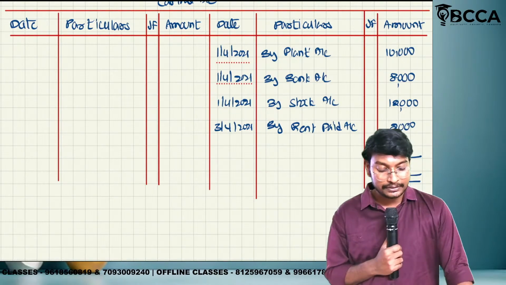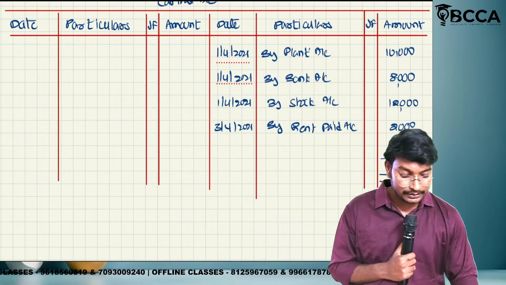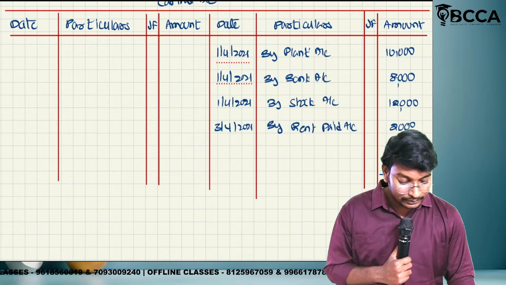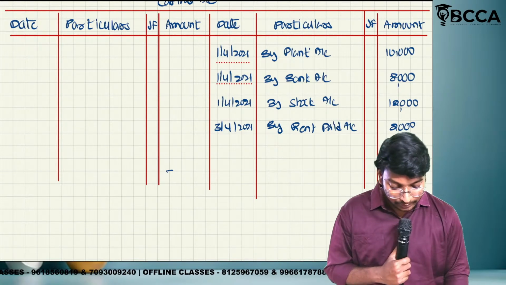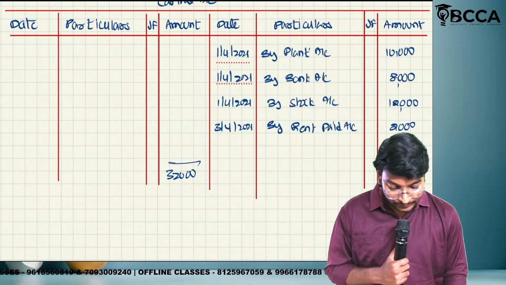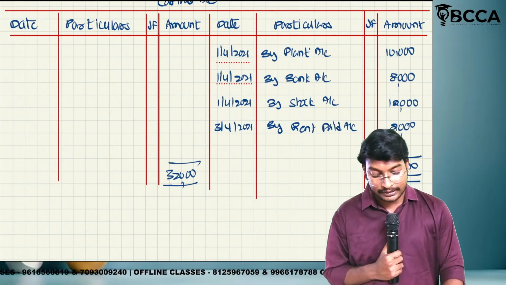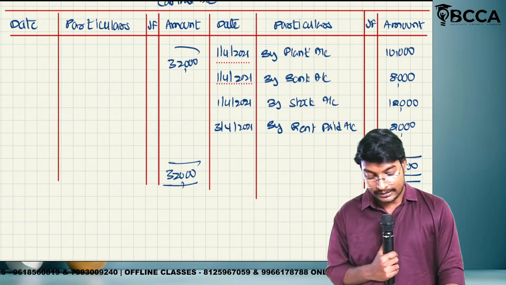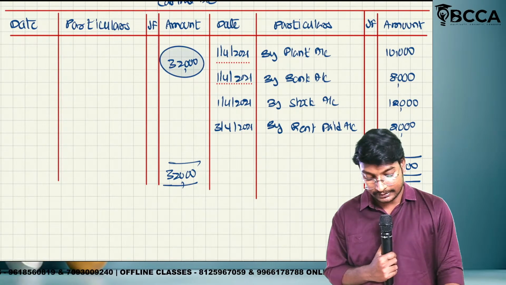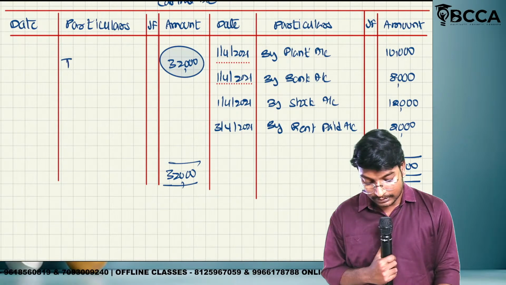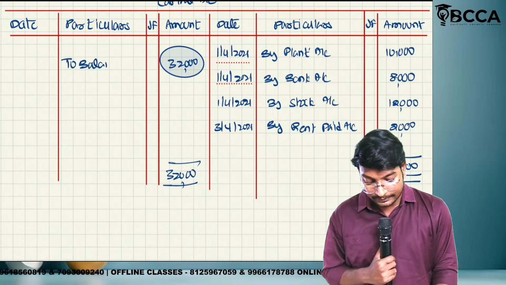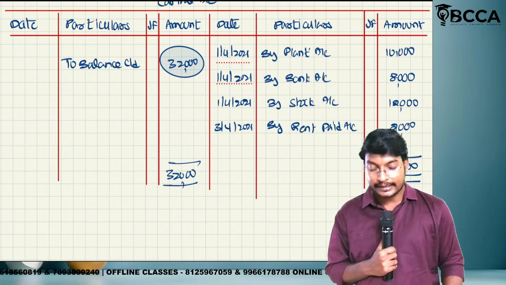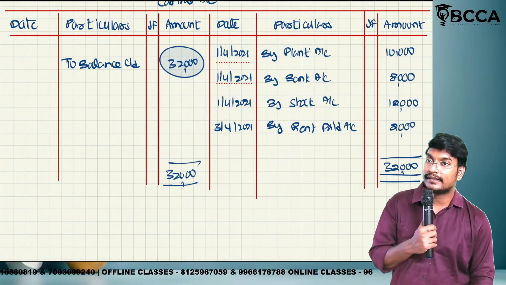32,000. 10,000 plus 8,000 plus 12,000 plus 2,000 is 32,000. So in the total column you have to record the highest amount or lowest amount? Highest amount. What is the difference amount again? 32,000. So this is called as what? Balancing figure. This is called as closing balance. To balance carried on. Here in the capital account we are getting a debit balance or credit balance?